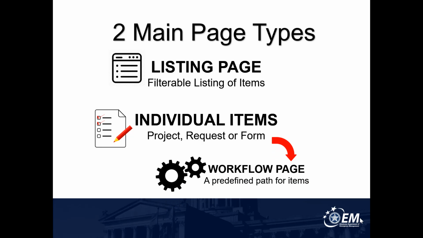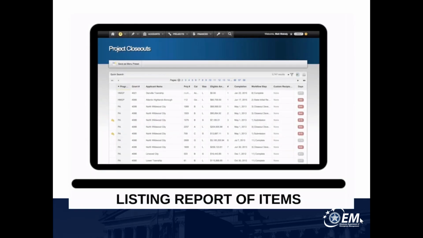A workflow page with a predefined path for an item to follow. Let's take a look at a listings page and see what information it contains. A listing page looks like this. It's a list of individual items that you can click on to get more information.